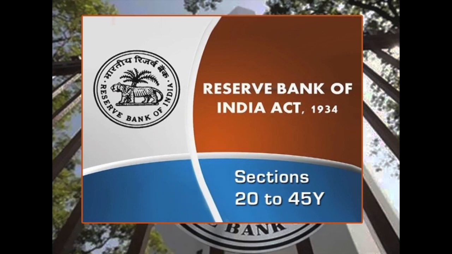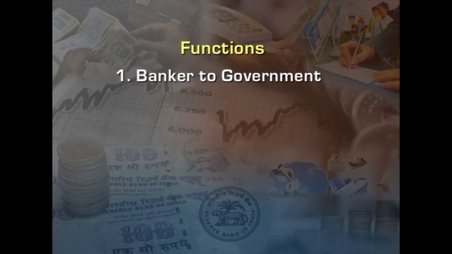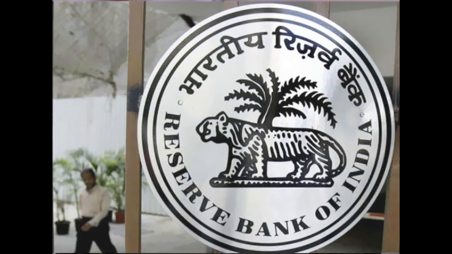Sections 20 to 45Y of the RBI Act contain the provisions on the functions as well as the powers of RBI. They are discussed hereunder. Functions. 1. Banker to government. RBI acts as the banker, agent, debt manager and advisor to the central government. It maintains and operates government deposits and also collects and makes payments on behalf of the government.